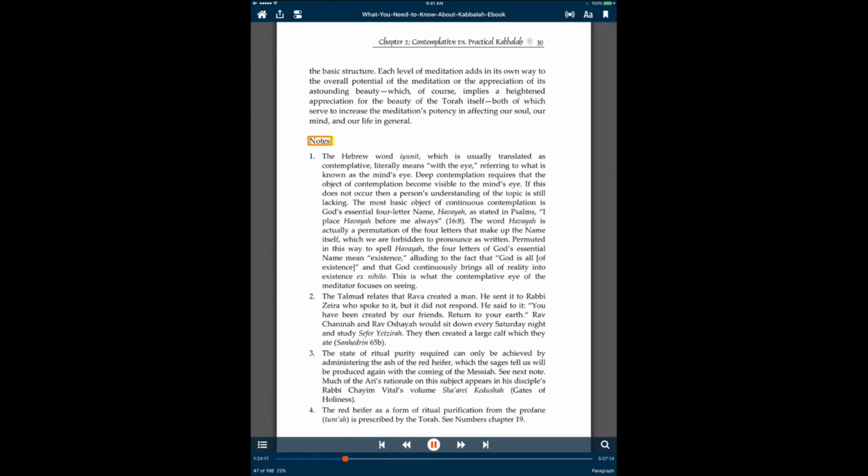Notes. 1. The Hebrew word ionit, which is usually translated as contemplative, literally means with the eye, referring to what is known as the mind's eye. Deep contemplation requires that the object of contemplation become visible to the mind's eye. If this does not occur, then a person's understanding of the topic is still lacking. The most basic object of continuous contemplation is God's essential 4-letter name, Havaya, as stated in Psalms, I place Havaya before me always, 16:8.